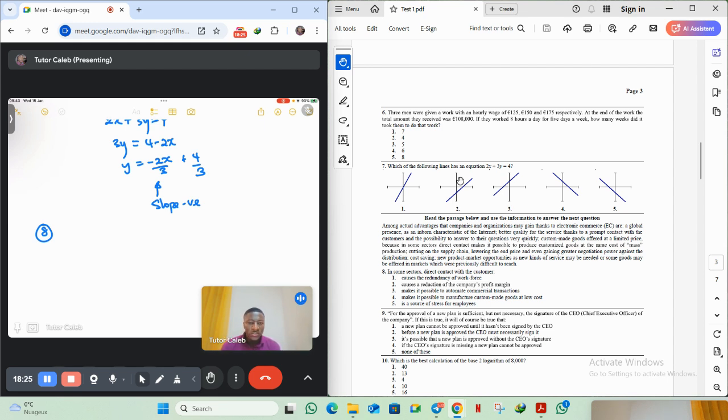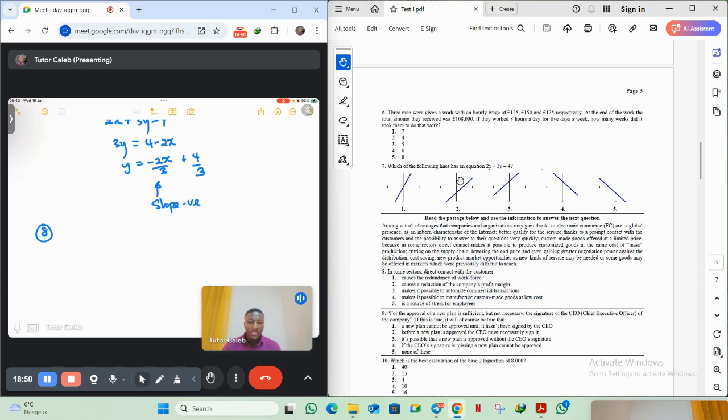So what answer choice here will match the sentence that says in some sectors, direct contact with customers? So A says causing a redundancy in workforce? No. Cause a reduction in the company's profit margin? No. Makes it possible to automate commercial transaction. And 4 says makes it possible to manufacture custom-made goods at lower cost. That is true.